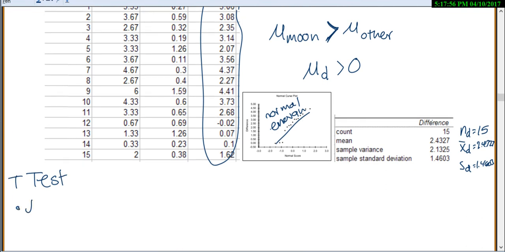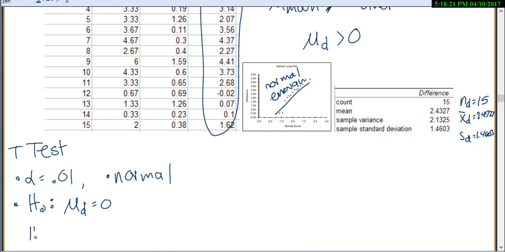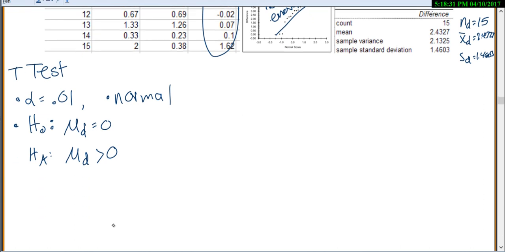Okay, so for a t-test, you do things like choose alpha. I'm going to just choose 0.01, just so we have practice working with something else. Okay. Let's see, we also need to check, we checked and saw that it was normal. We need our hypotheses. The null hypothesis would always be that your two means are equal, and so then our difference would be equal to 0. And the alternative, then up here we said that we think that the moon has more disruptive behavior, so the mean of the differences should be greater than 0.